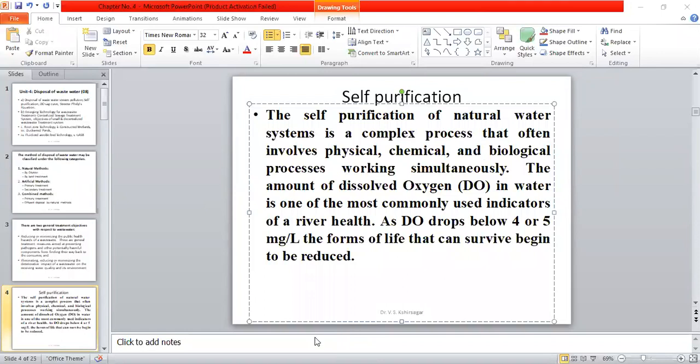We'll proceed to the next point. Simultaneously, the amount of dissolved oxygen in water is one of the most commonly used indicators of river health. As the DO drops below 4 or 5 milligram per liter, the forms of life that can survive begin to be reduced. In that sense, aquatic plants and aquatic animals.